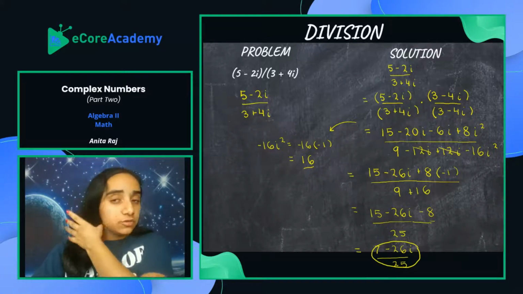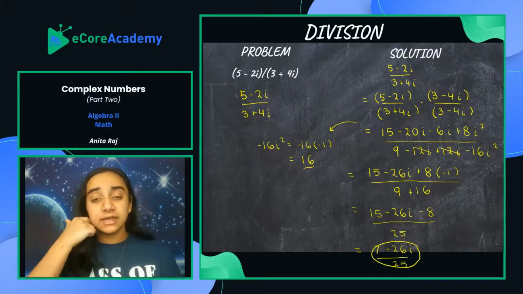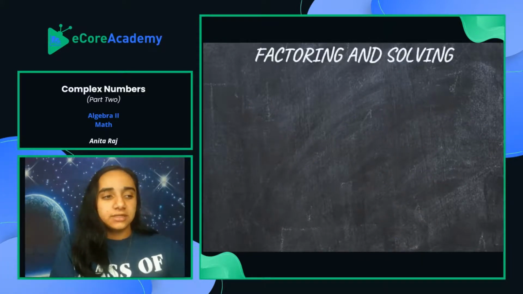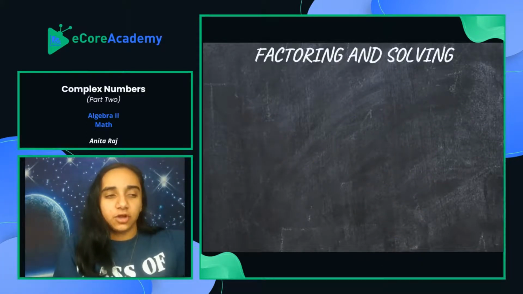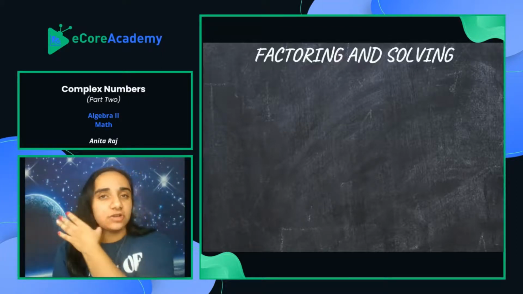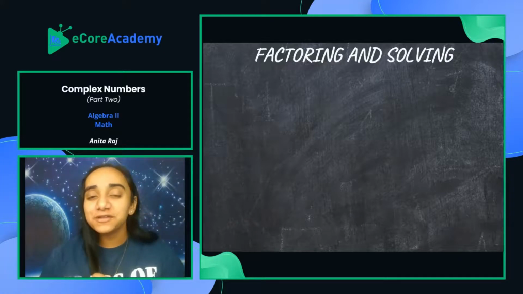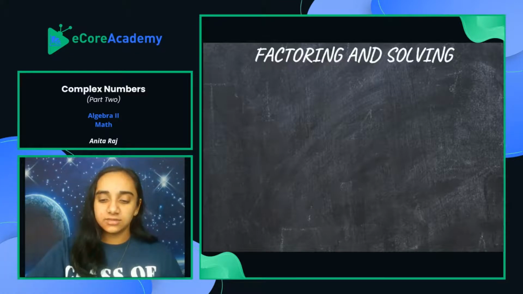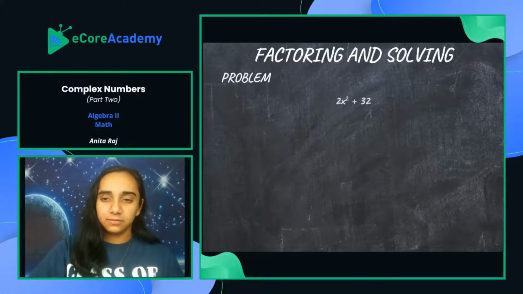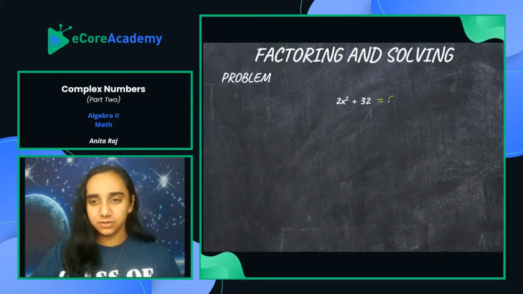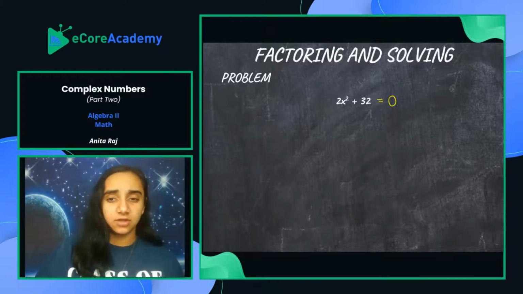Okay, so that's how you do division, and you can clearly see how we use complex conjugates in this problem. We're going to continue and do factoring and solving. I'm going to show you two ways to solve the exact same problem. One uses the quadratic formula, which we learned in a previous video, and then I'll show you how to factor it. Both involve the concept of complex numbers. The problem is 2x squared plus 32 equals 0. We're trying to factor this and then solve for x.